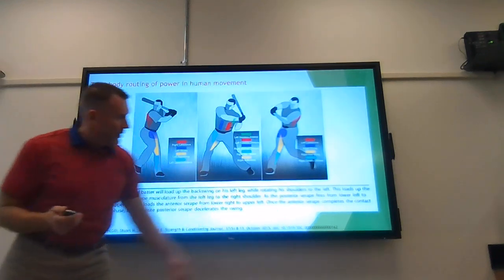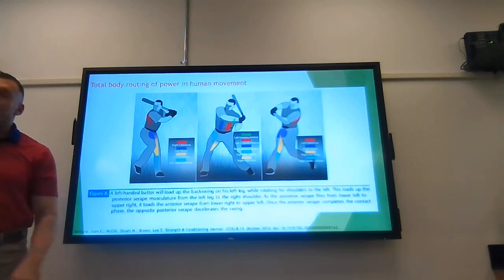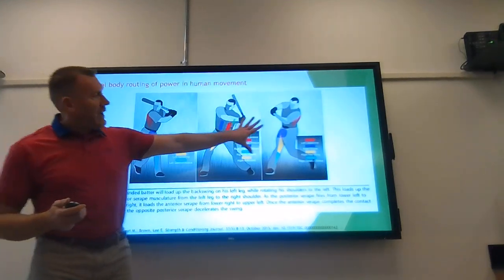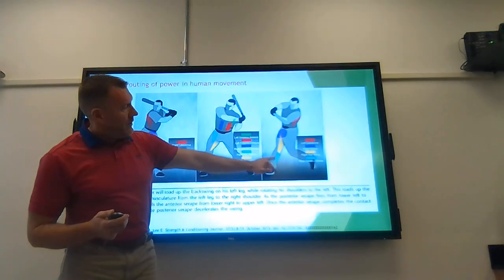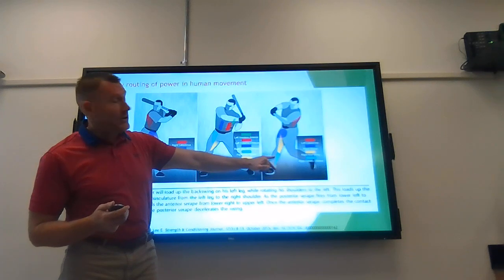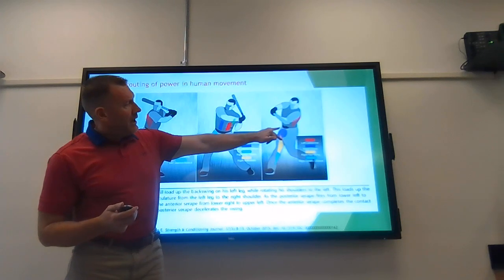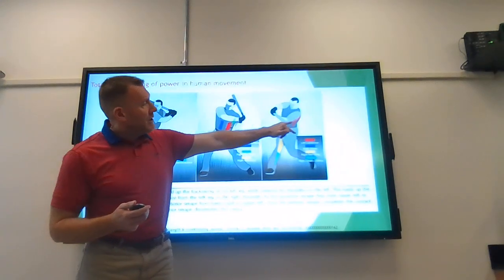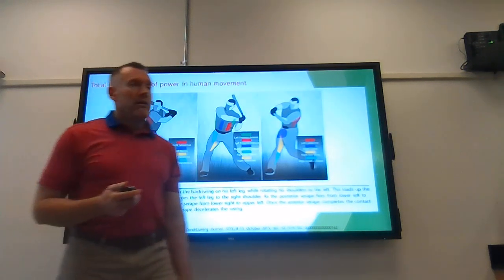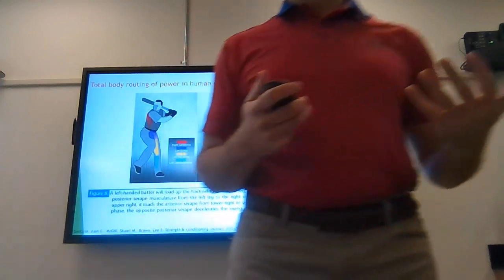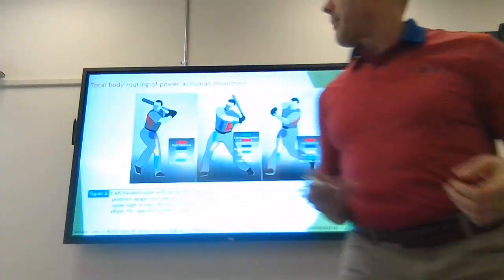Once the anterior serape completes the contact phase, the opposite posterior serape decelerates the swing. So we've made contact, now we're in the deceleration phase. We're going on the back side of the body, the opposite posterior serape, from the right gastrocnemius, right hamstrings, right glutes, across the pelvic junction to the left latissimus dorsi up here. So just a couple of examples showing how muscles are connected with the posterior and anterior serape.